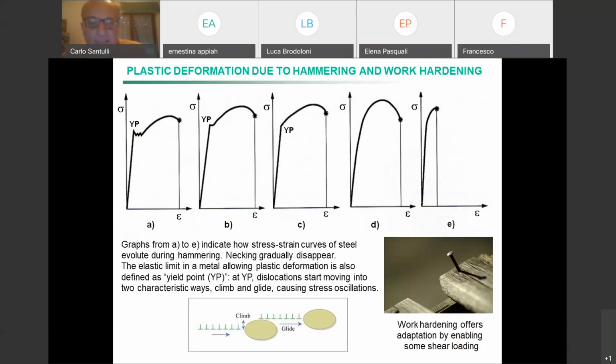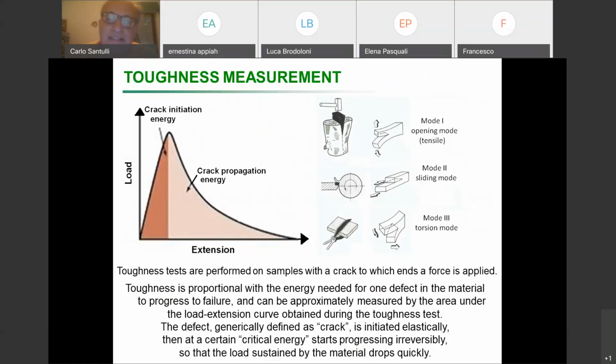Of course, in all that process, since plastic deformation disappears, also necking disappears. You can imagine that necking of your nail is really very, very limited. You don't have any necking anymore. So if you test your nail after work hardening, you don't find, until fracture occurs, hardly any necking. So, reduction of section. Okay, then we pass to toughness.